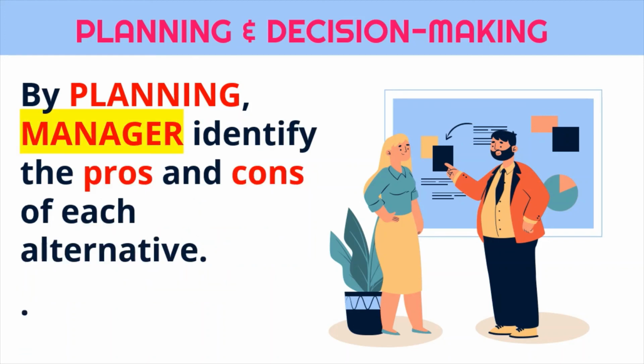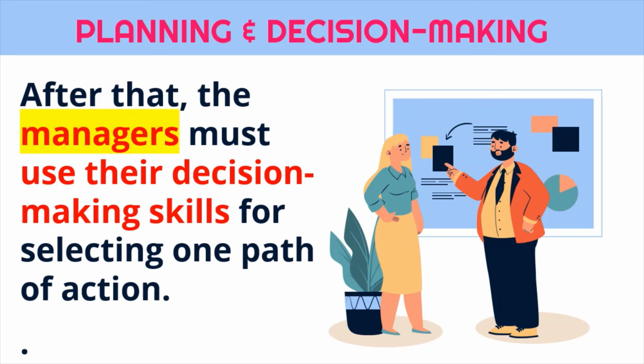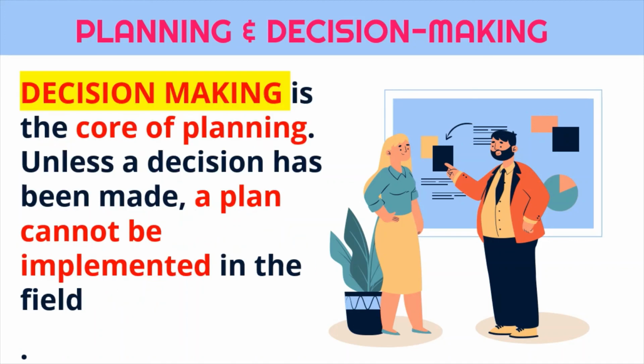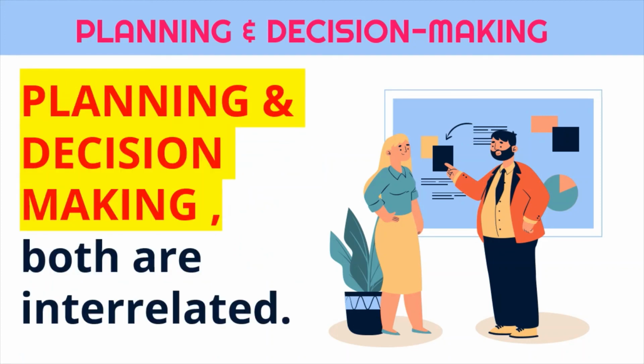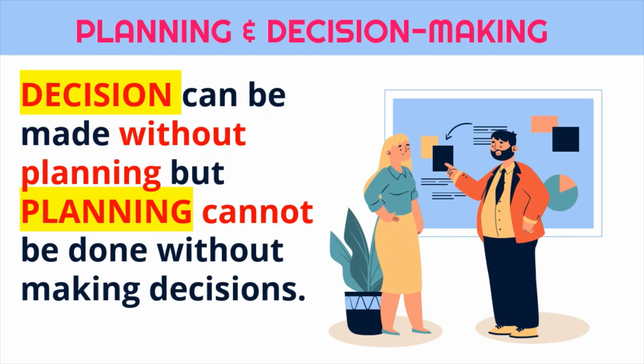By planning, the manager can identify the pros and cons of each alternative. After that, the managers must use their decision-making skills for selecting one path of action. Decision making is the core of planning. Unless a decision has been made, a plan cannot be implemented in the field. Planning and decision making are interrelated. Decision can be made without planning, but planning cannot be done without making decisions.